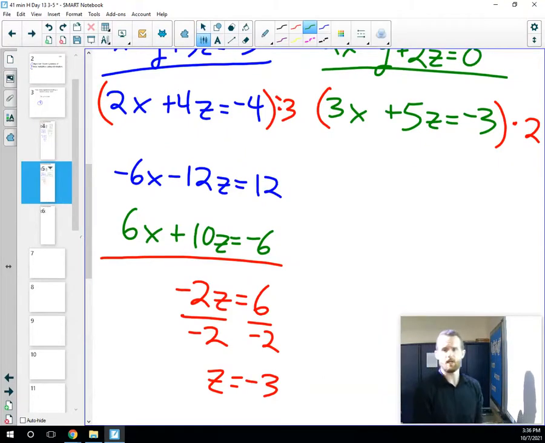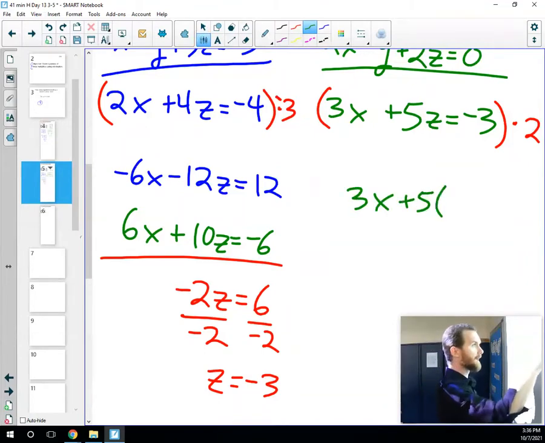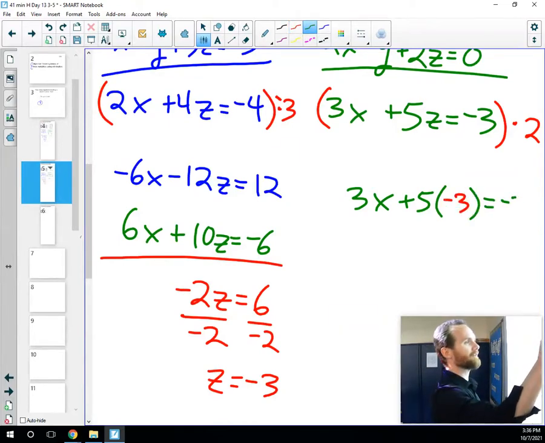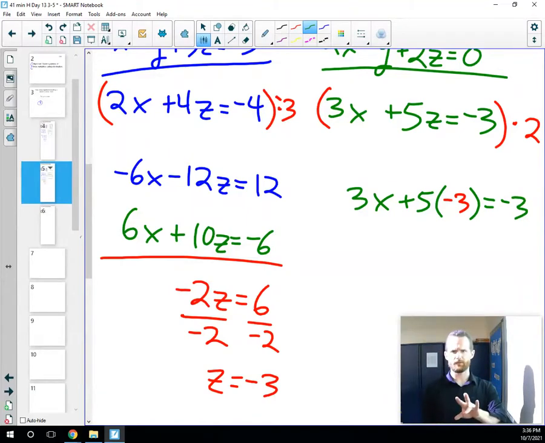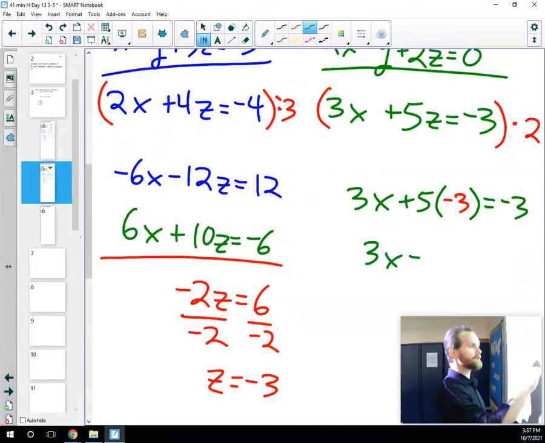That might be easiest. So it becomes 3x plus 5 times our value of -3 equals -3. I'm trying my best to color code this. Let me double check that one more time. Yep, that looks good. Now this is something we can solve. There's only one unknown remaining. We get 3x minus 15 when we multiply, equals -3.